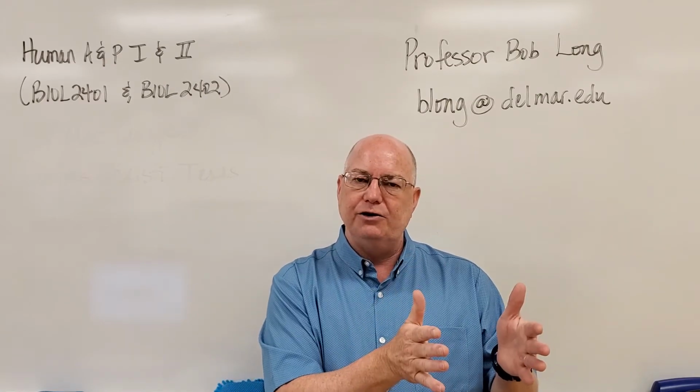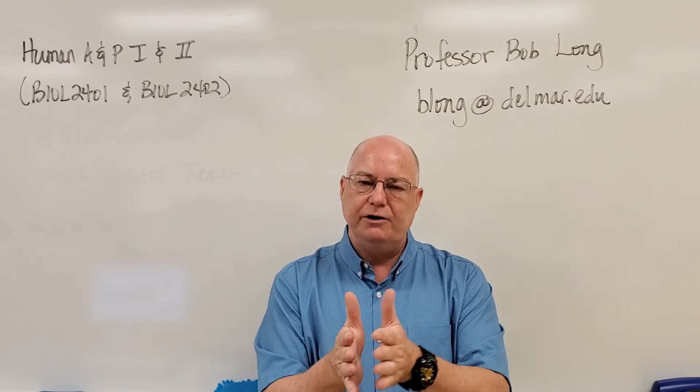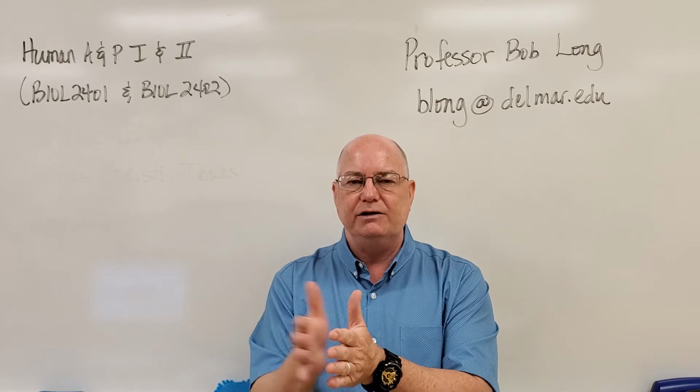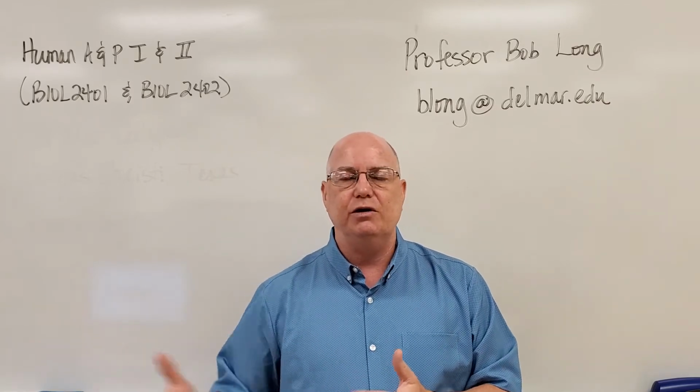If you have a 900 or higher, 90% or greater of 1,000, you have an A. If you have an 800 to an 899, that's a B. 700 to 799 is a C. 600 to 699 is a D, and so on and so forth.